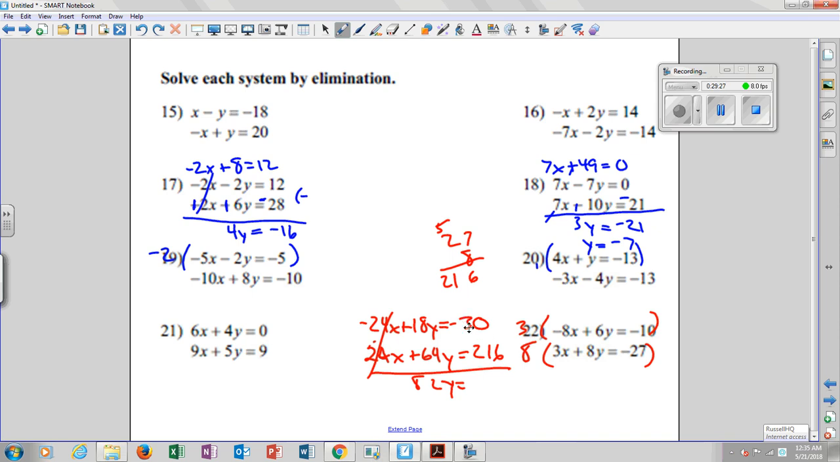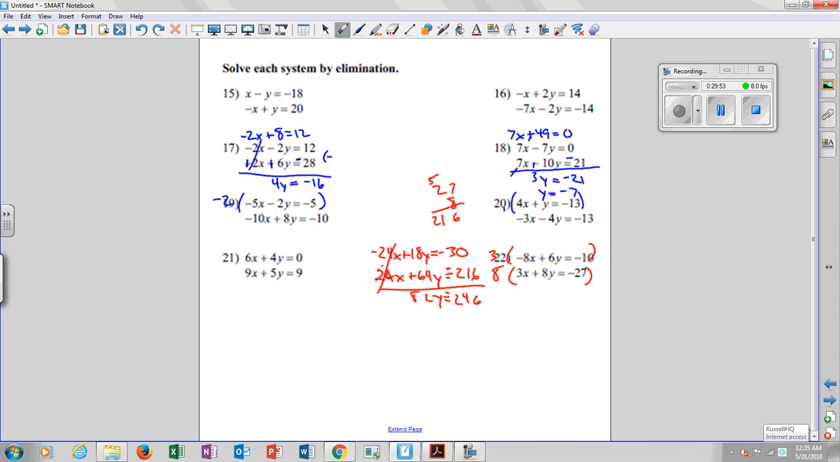Then negative 30. This is negative 216. And negative 30 minus 216 gives me negative 246. And divide by 82, you get y equals negative 3.